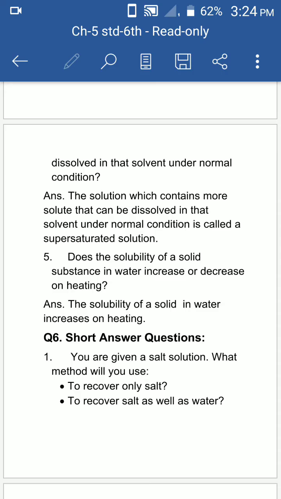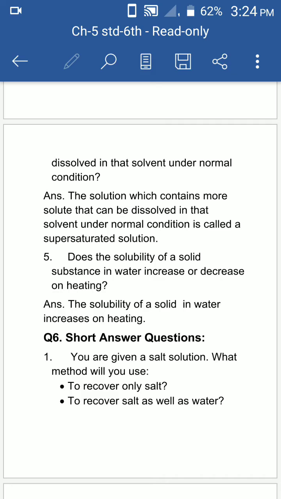Now fifth is, does the solubility of a solid substance in water increase or decrease on heating? Answer, the solubility of a solid in water increases on heating. Now question number 6, short answer questions.